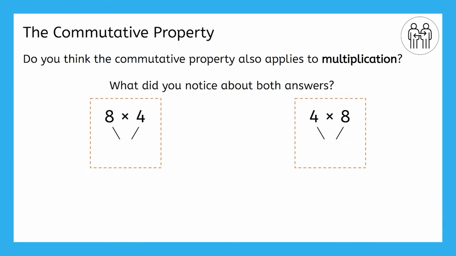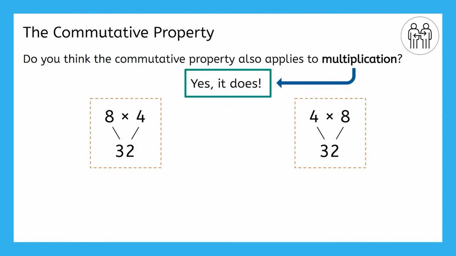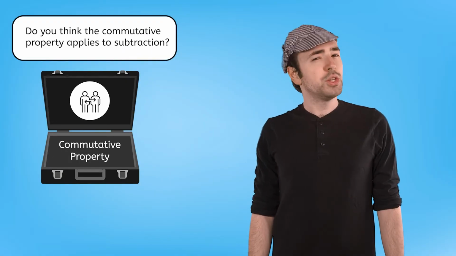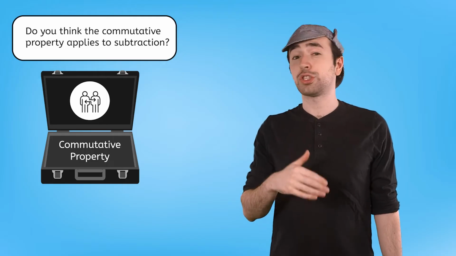What did you notice about both answers? They were the same no matter which way you multiplied the two numbers. So the commutative property also applies to multiplication. Do you think the commutative property applies to subtraction?